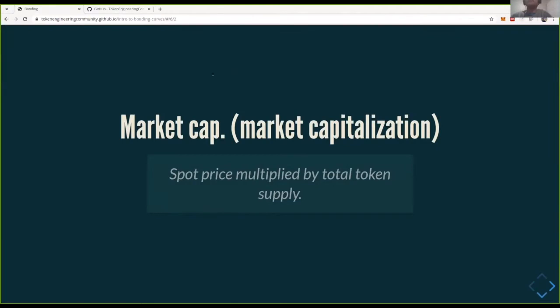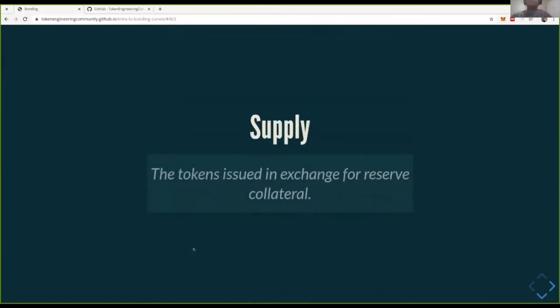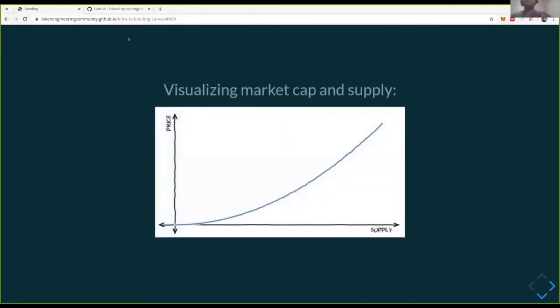The idea of market cap or market capitalization is something from the financial world. It's nothing new, but in the case of a bonding curve, it would be the spot price multiplied by your total token supply. And your supply is the tokens issued in exchange for your reserve collateral. So I'm going to attempt to draw, I think. Zoom will let me.